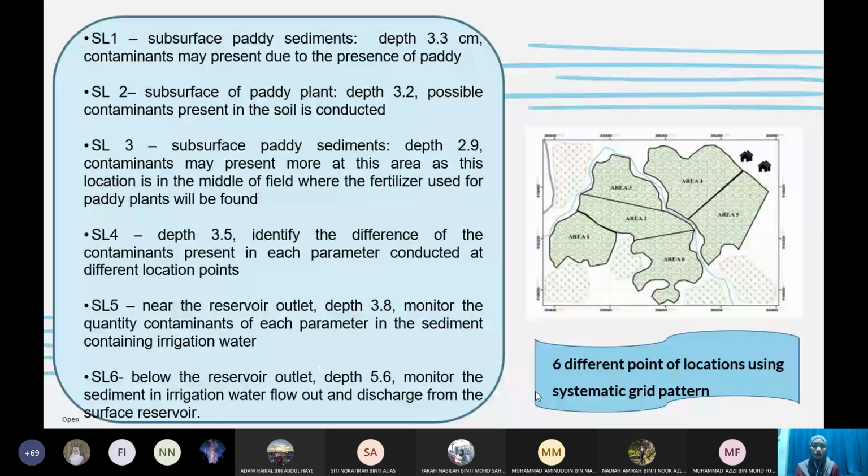Next, I will move on to the procedure from the pre-treatment until the disposing.